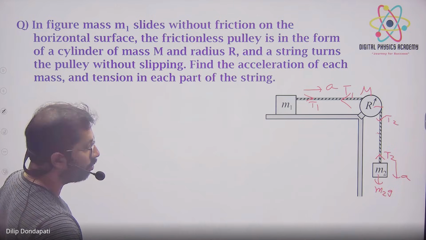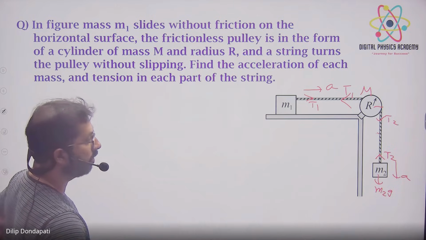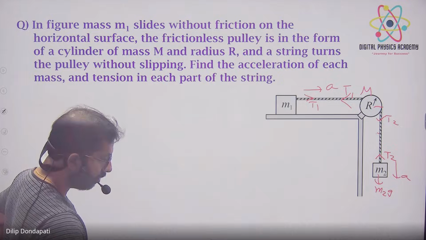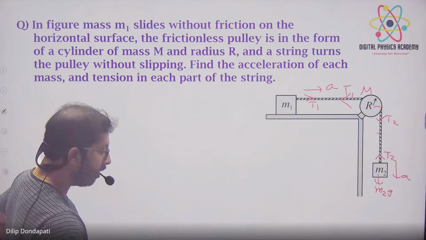Sir, won't the I be half? I mean, I will be half MR square by 2 only, right? See, but options में आपको I में दिया है, in terms of I में दिया है. I already converted though. हाँ ठीक है, बोलो आंसर बोलो.